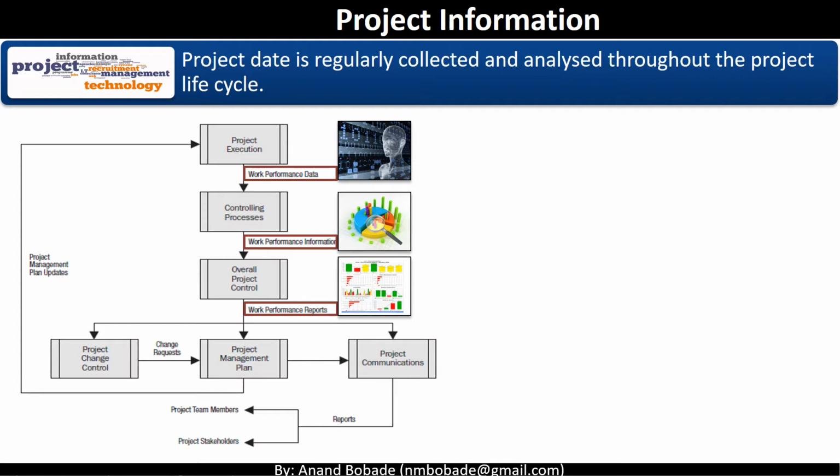Work performance information is then fed into overall project control, which is done through monitor and control project work process. In this process, overall project performance is analyzed and this analysis results into work performance report. Work performance reports are further communicated to project team members and stakeholder either for decision making or as just information notes.